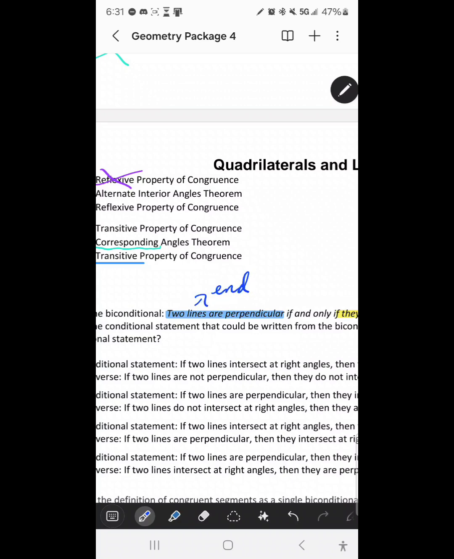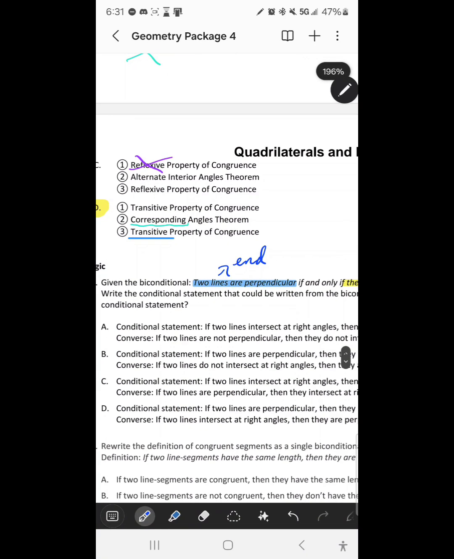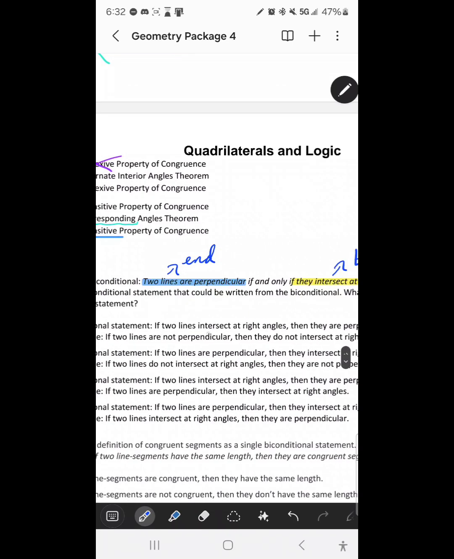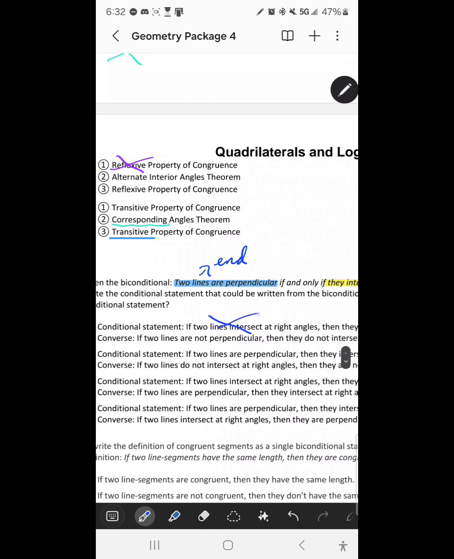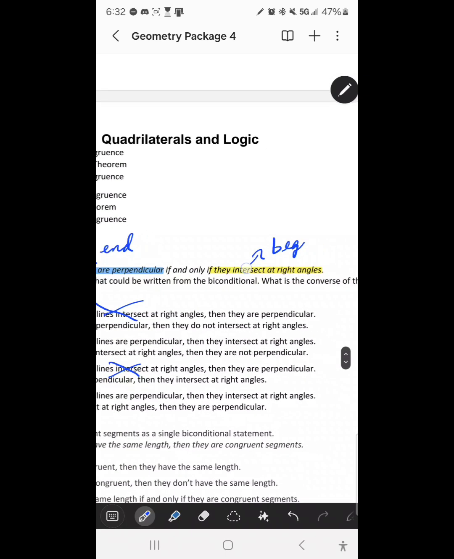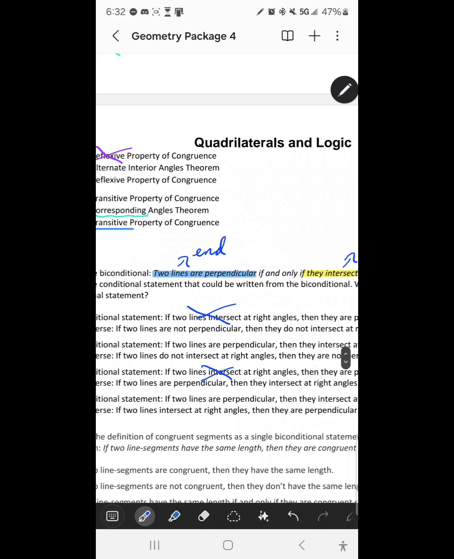And because it's the converse, we're saying the last part at the beginning. Our conditional statement is just the same as it is here. If two lines are perpendicular, then they intersect at right angles, in the same order. That's the conditional statement.